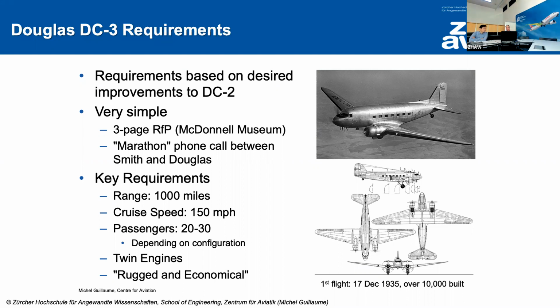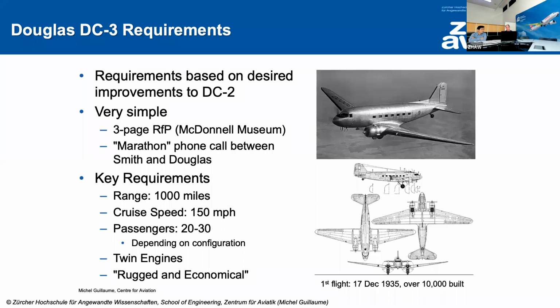It was just a marathon phone call with the stakeholder or the customer, which was Mr. Smith from the airline, and Mr. Douglas, as CEO from the Douglas company. The key requirements here: range, cruise speed, passengers, twin engine, and, important, don't forget, rugged and economical. That was important for the operators, for the airlines. They want to have an economical airplane, a rugged airplane. So that was very important. And that airplane had its first flight on 17 December 1935. Over 10,000 airplanes were built, especially for military application, where it was called Dakota.